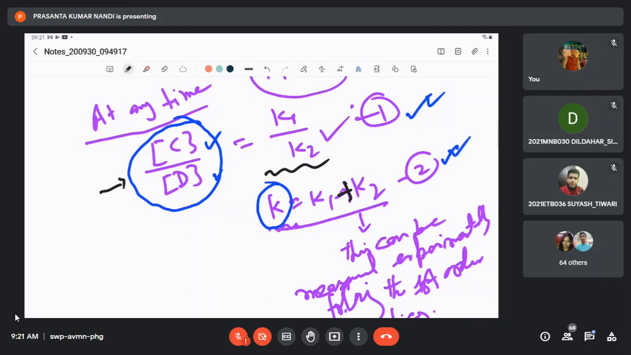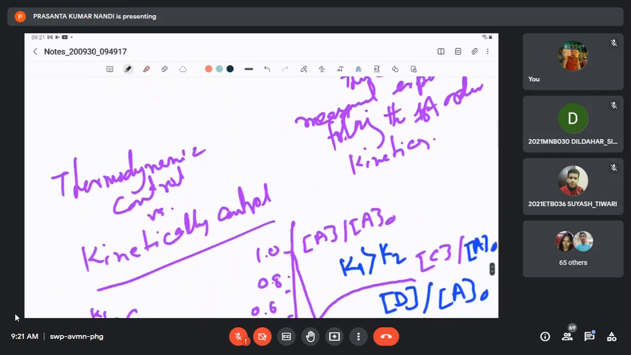So by measuring the concentration of the products, isomeric products C and D, you can find one expression like this. So two unknowns K1 and K2, two equations, so you can easily solve.